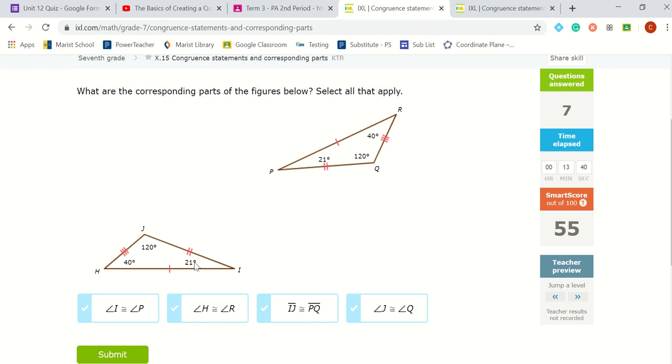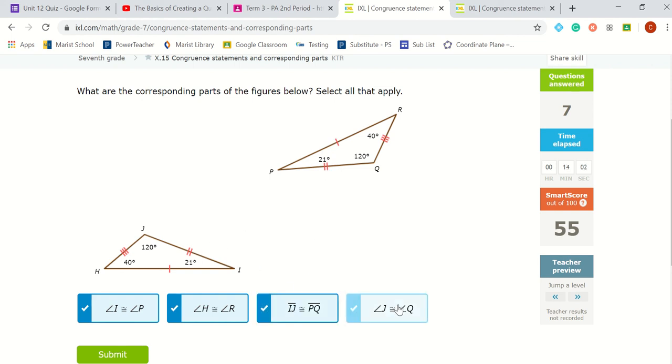Where is angle I? 21 degrees. Is that congruent to P, 21 degrees? Yes, it is. H. H is 40 degrees. R is 40 degrees. Those are congruent as well. IJ. IJ is 2 tick marks. PQ. PQ is 2 tick marks. 2 tick marks congruent to 2 tick marks. Those are congruent as well.